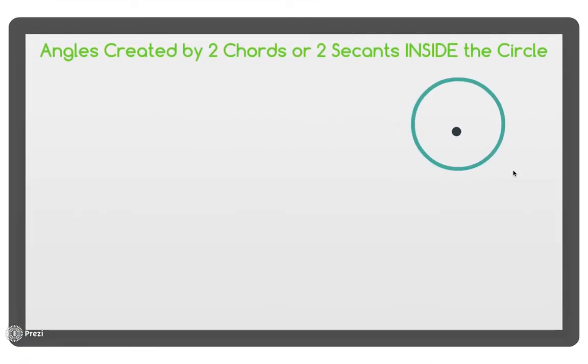Okay, so now we're going to learn about angles created by 2 chords or 2 secants that intersect inside the circle. Later on, we're going to talk about when things will intersect outside the circle, but hold your horses. We'll get there in a moment.